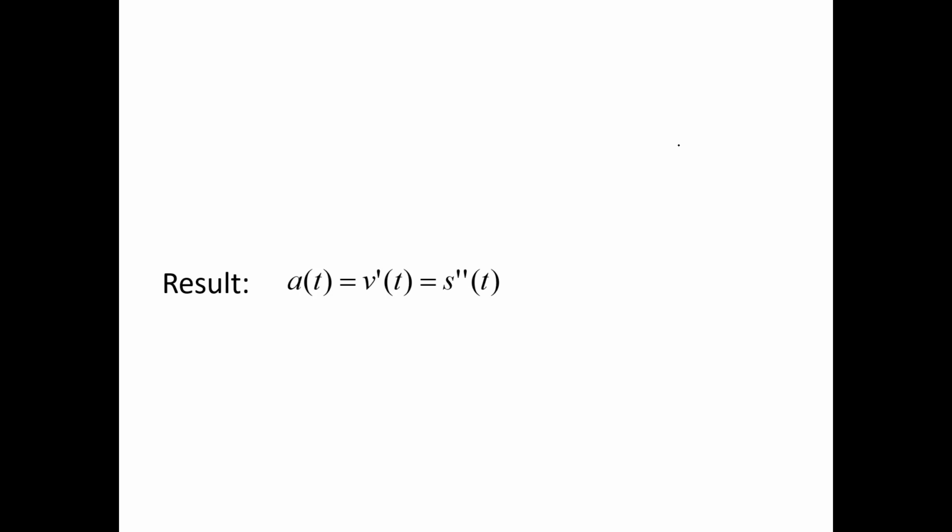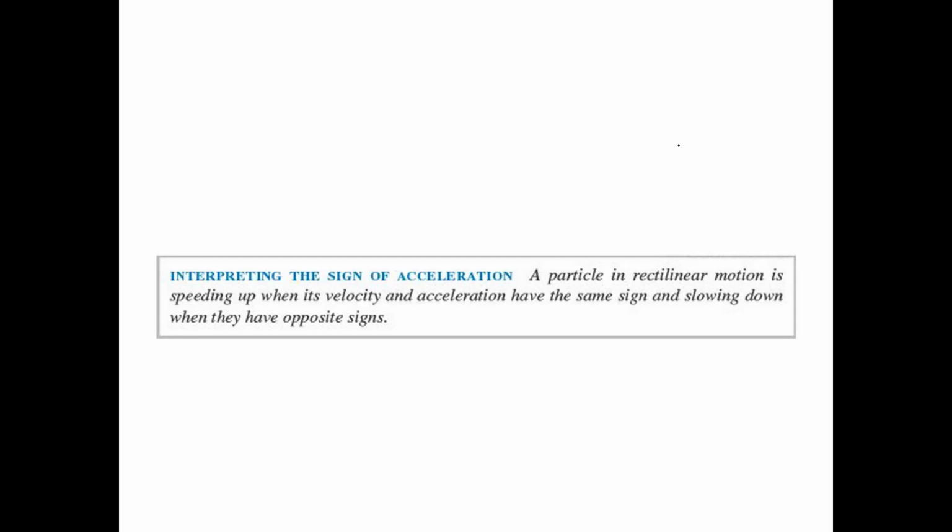I quickly went through this slide, but let me go back to that. The acceleration we got by taking the derivative of the velocity. And the velocity we got by taking the derivative of the position. So then the acceleration is just the second derivative of the position. And the first derivative of the position is the velocity. Okay, let's move back.